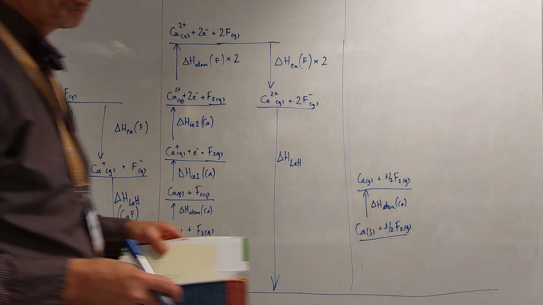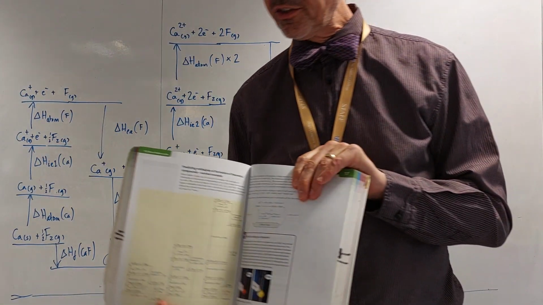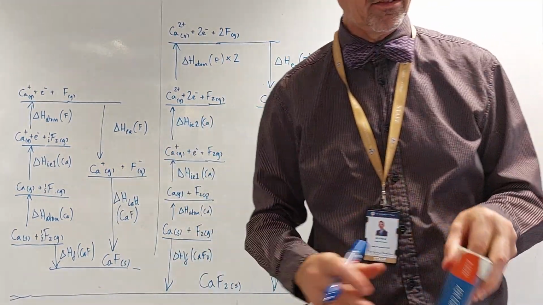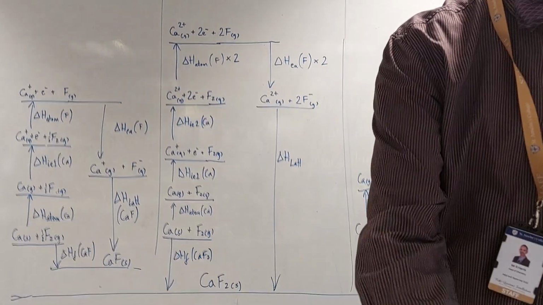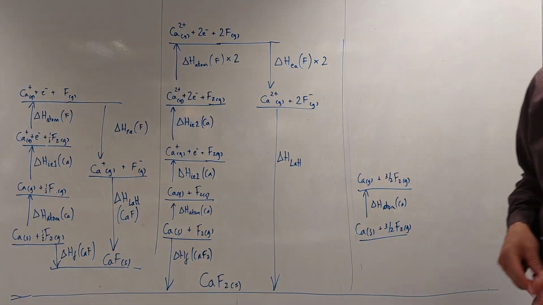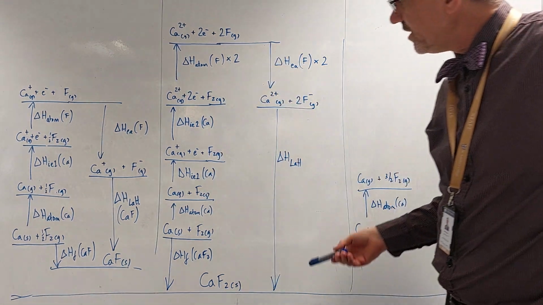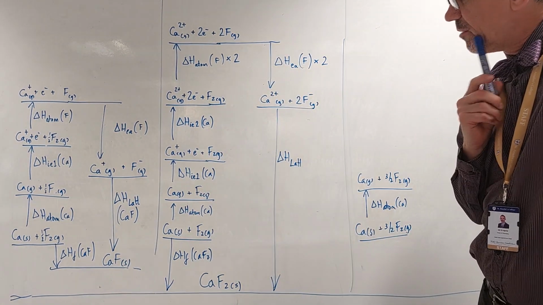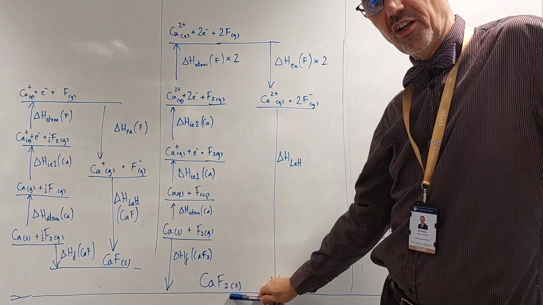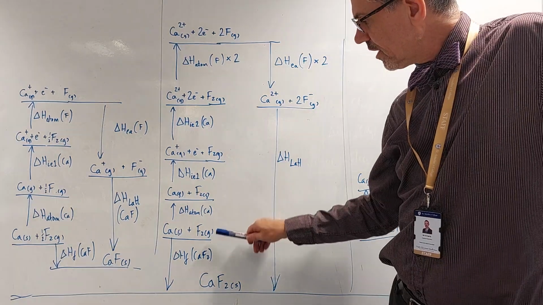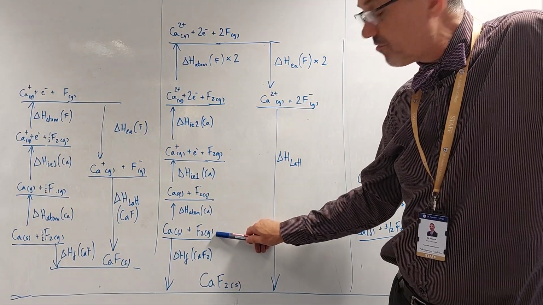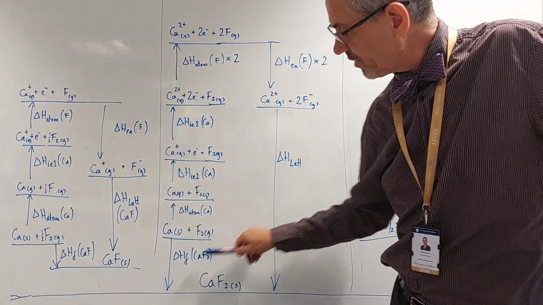So I've copied this from page 264 of Lister and Renshaw's excellent book on A-level chemistry. The story here, if we just start in the middle, this is just the Born-Haber cycle for calcium fluoride. So we start off with calcium fluoride solid, CaF₂, and then CaF₂ is made from calcium and fluorine elements in their standard states, so delta HF there.